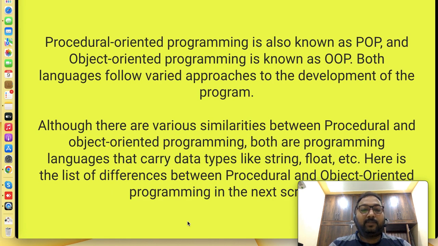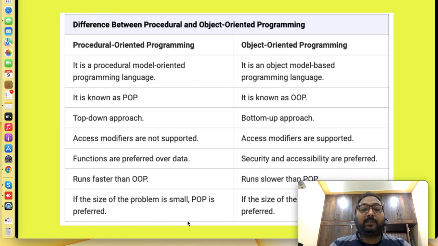Procedural-oriented programming is also known as POP, and object-oriented programming is known as OOP. Both languages follow varied approaches to the development of a program, although there are various similarities between procedural and object-oriented programming. Both are programming languages that carry data types like string, float, etc. Here is the list of differences between procedural and object oriented programming on the next screen. The differences between procedural and object oriented programming are as follows.